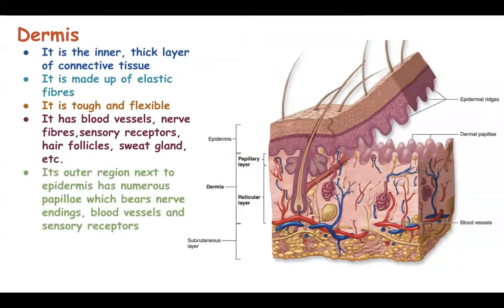Now, its outer region next to the epidermis is projected into numerous projections here, which are called as dermal papillae. These dermal papillae bear blood vessels as well as sensory receptors and make the skin an excellent sense organ. So all the receptors for heat, cold, pain, pressure, touch, they are all located in the dermal papillae.